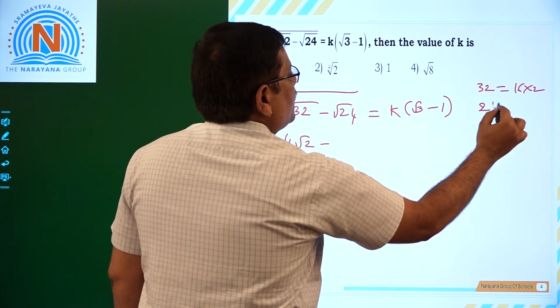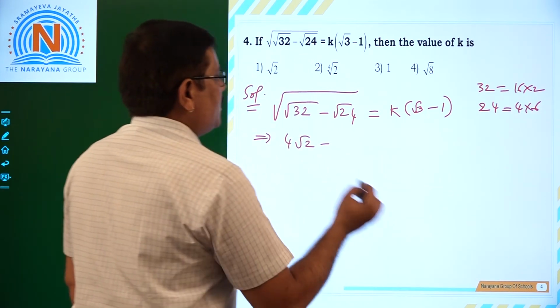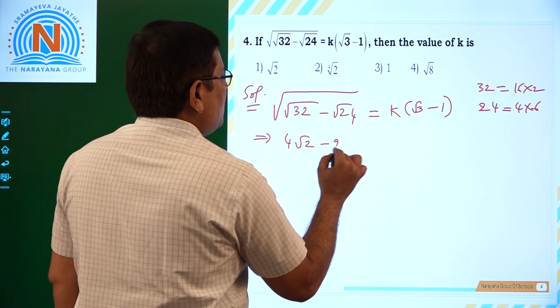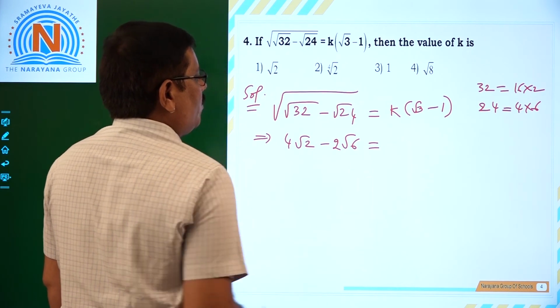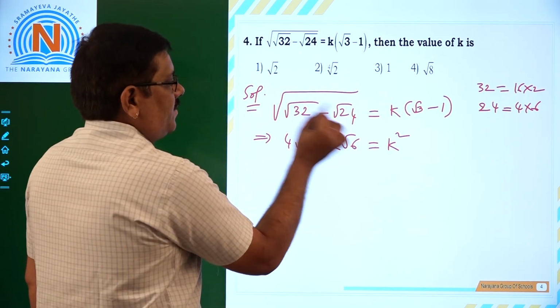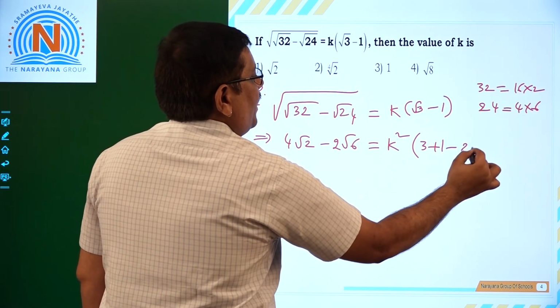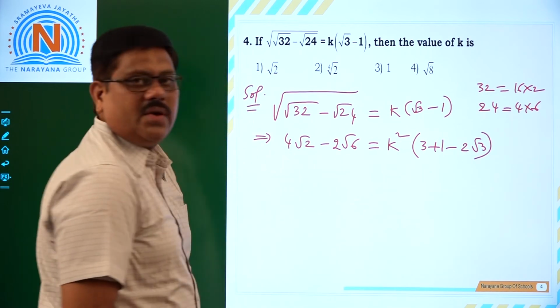Next, 24 is 4 times 6, and under root, that is 2 root 6. On the other side, it is k square, because we are squaring both sides, into a minus b whole square, that is 3 plus 1 minus 2 root 3. This is what we have.